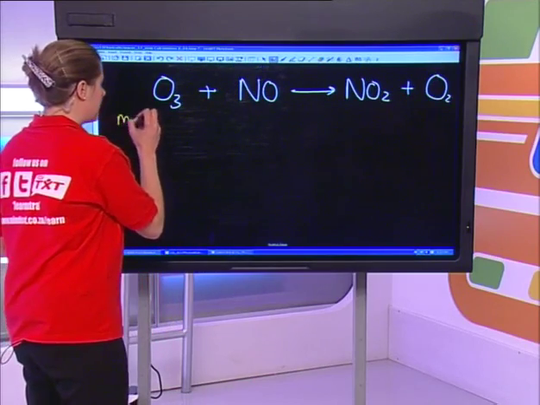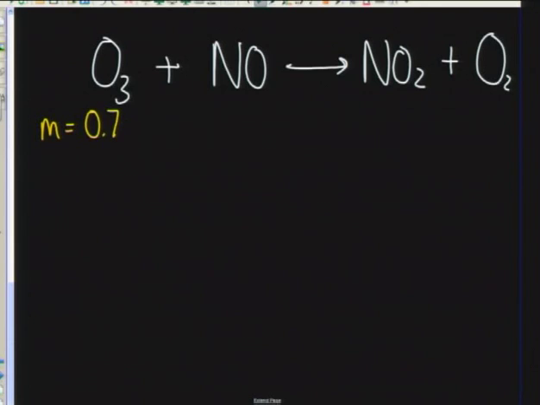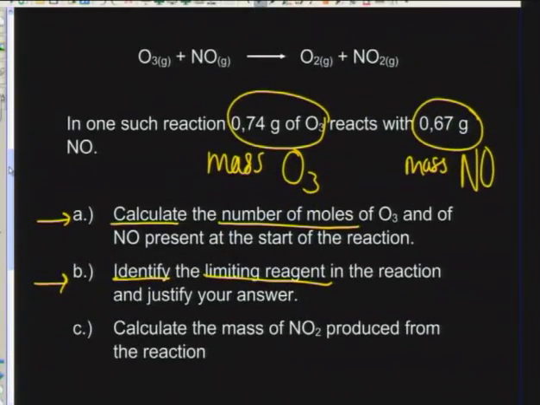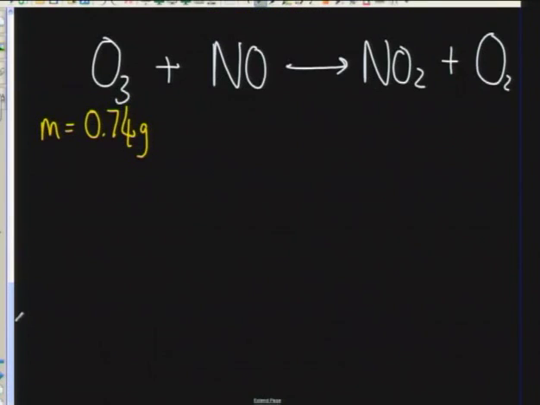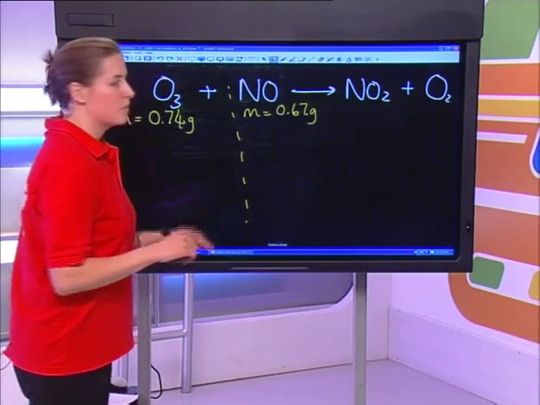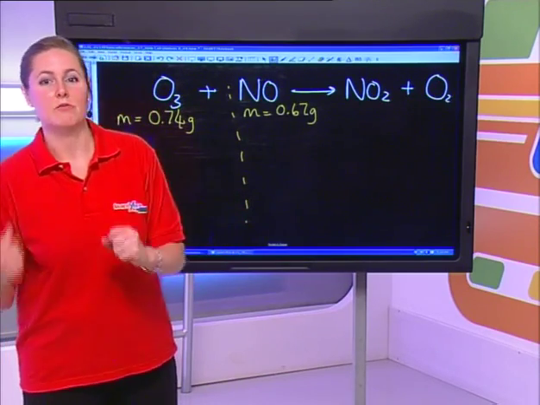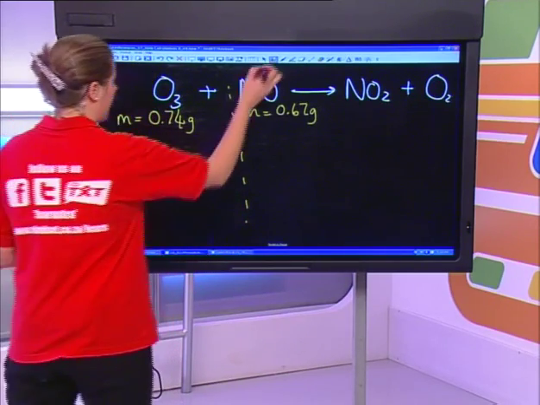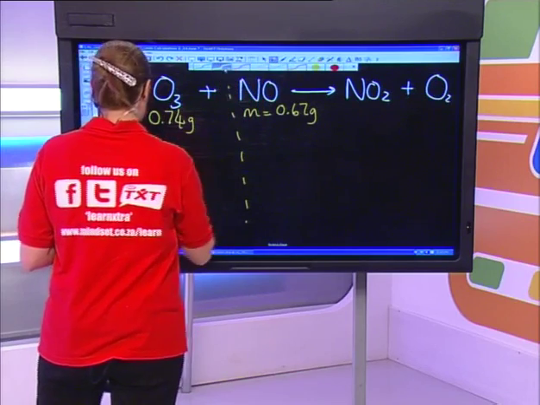Here I was told the mass of ozone was 0.74 grams in the question. Go back and check it. 0.74 grams and 0.67 grams. And this one's mass was 0.67 grams. I'm pretty much working with the two halves of the page as I work this through, because I'm going to compare them. Whenever we've got masses, we're going to convert to moles, and that's going to help us to calculate. So let's go over here.